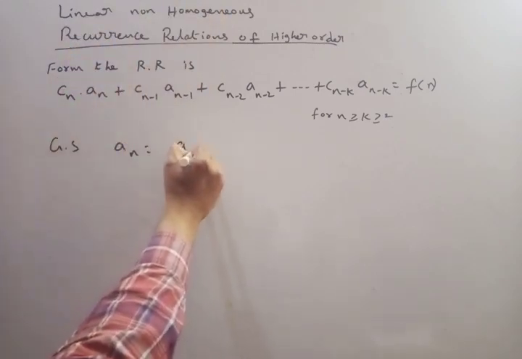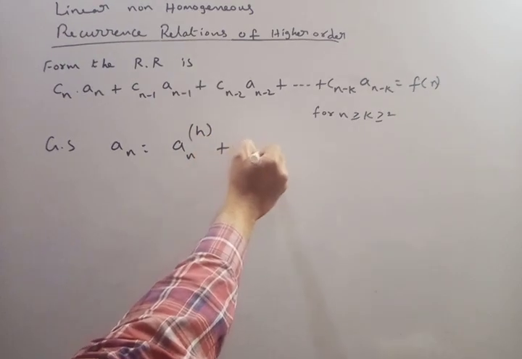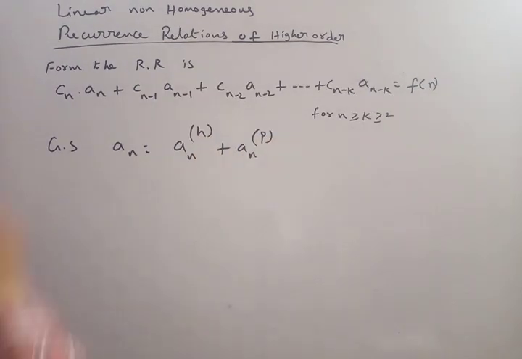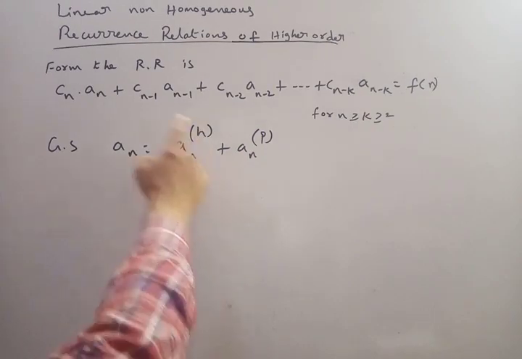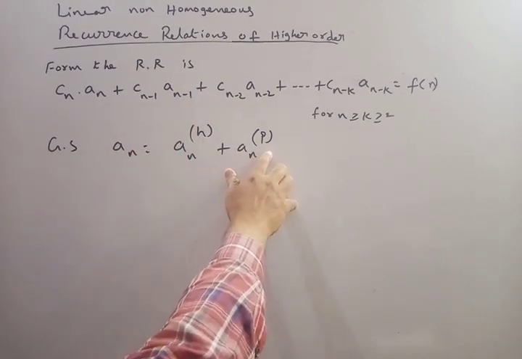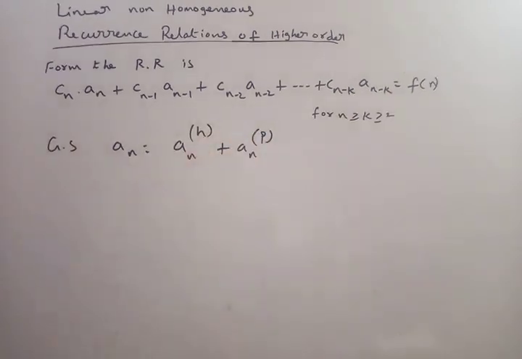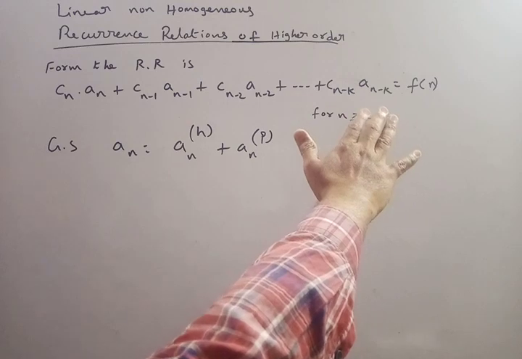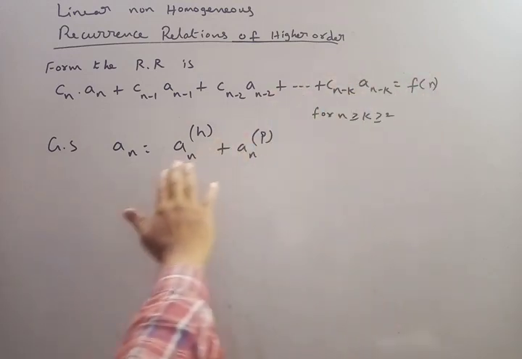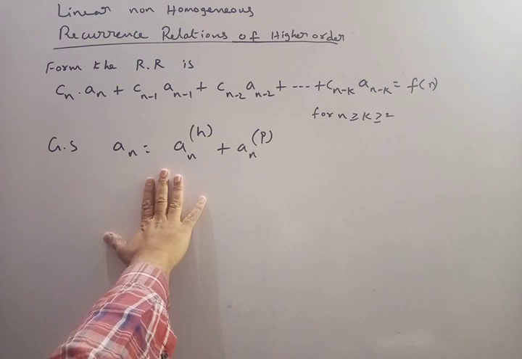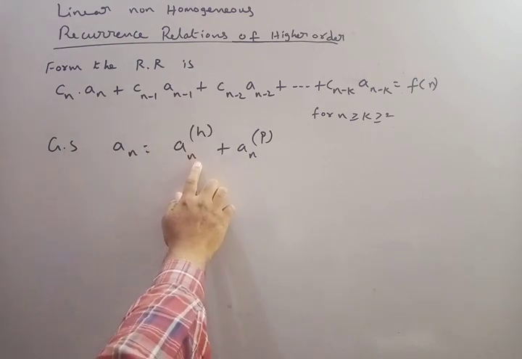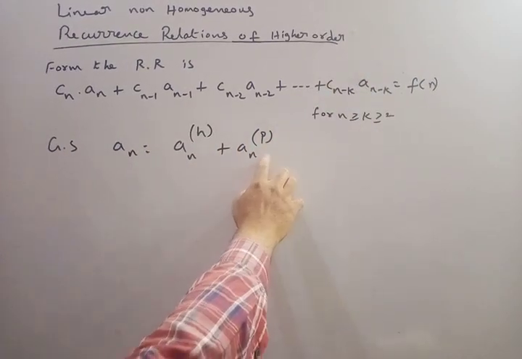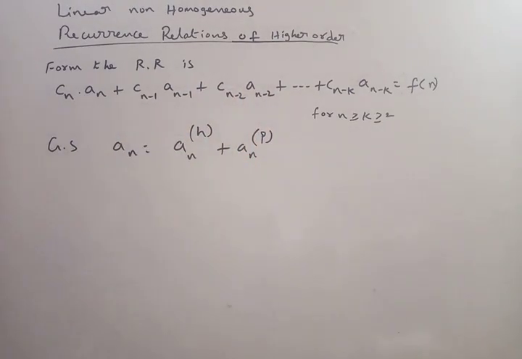a_n is equal to a_n^(h) plus a_n^(p). That means when we are solving the left hand side we get a_n^(h), that means finding roots and all. When we are solving the right hand side part we get a_n^(p). Understand? So simple. When we have a right hand side function in terms of n, constant and all, we have to solve non-homogeneous recurrence relations. At the end both we have to add. Let us see one problem, then you will understand how to solve this type of problems.